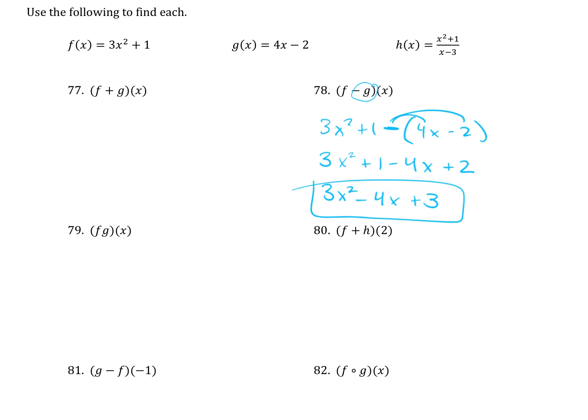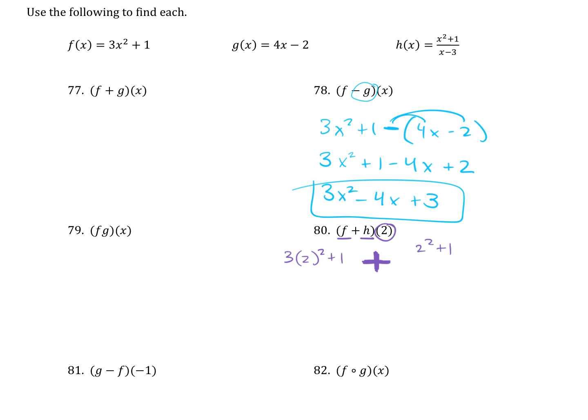Let's do 80 right below it also. We have f plus h of 2. So I'm going to plug 2 into my f function. So we have 3 times 2 squared plus 1. And I want to plug in 2 into my h function, and then add those two together. So I'm going to find what each one of them are separately and then just add it together.